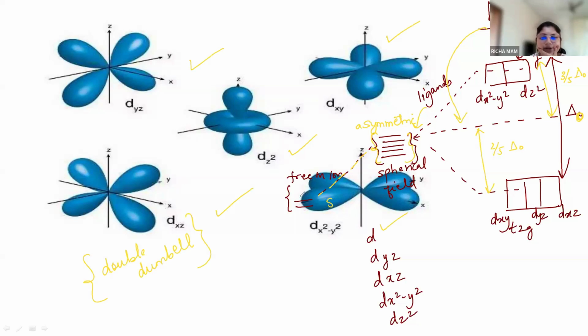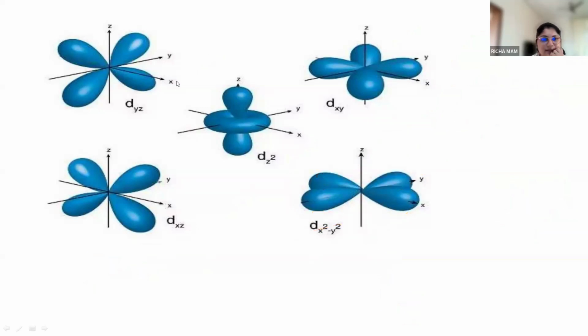So when the central metal ion is in the free metal ion state, these orbitals are symmetric, and you can say they are degenerate. All the orbitals are degenerate, meaning they have the same energy. But when it comes in contact with the ligands, the degeneracy is lost. It is no longer symmetric, and the crystal field splitting takes place.